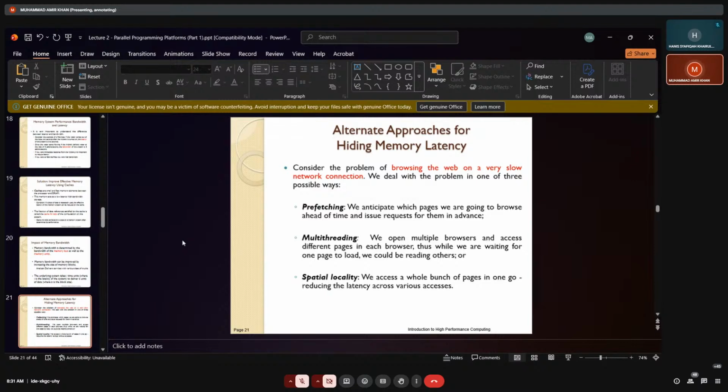So, alternate approaches for hiding memory latency. Consider the problem of browsing the web on a very slow network connection. We deal with the problem in one of three possible ways. We can do prefetching. We anticipate where pages are going to be browsed ahead of time, and we issue requests for them in advance.